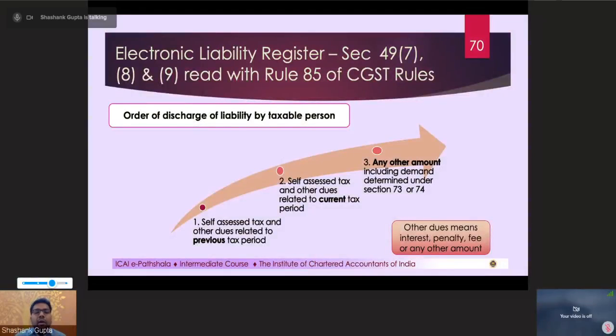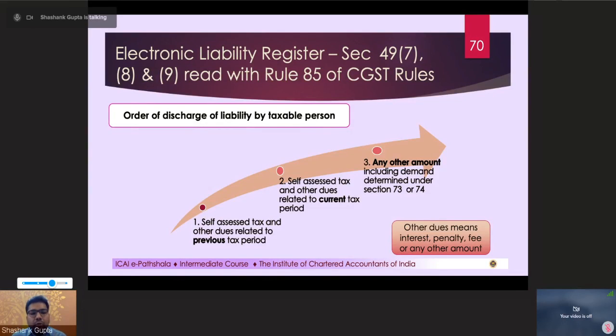Now, what will be the order of discharge of tax liability? This is another important aspect. Suppose in the month of May, I want to pay any tax to the government, but I have not paid tax since January 2020. And in the month of May, I am saying that I want to pay the tax liability for the month of April. January and February I will pay in the future.